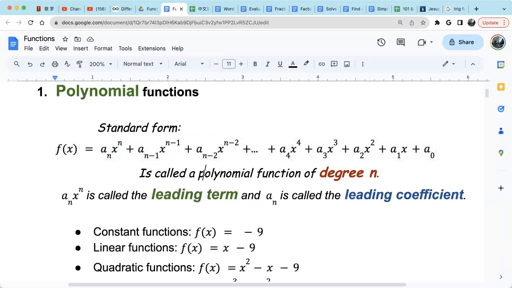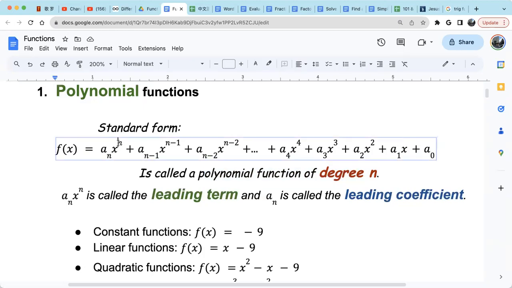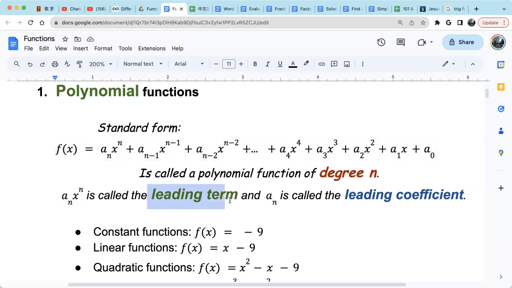So this is called a polynomial function of degree n, because the highest power is n. n is a positive integer. So this is the first term. The first term is called the leading term. And a sub n is called the leading coefficient.